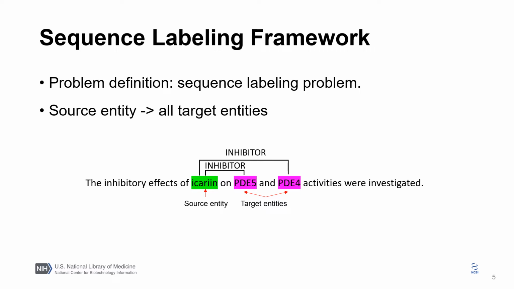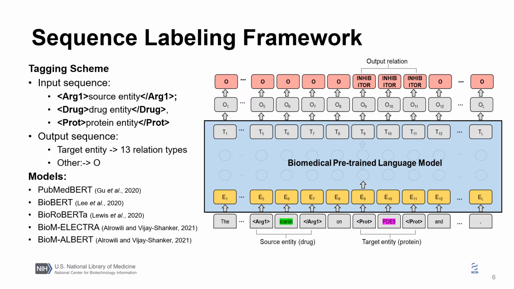We also propose a novel sequence labeling framework, which is different from the text classification. The task is converted to a sequence labeling problem. Given a candidate source entity in a sentence, the goal of the model is to recognize all the corresponding target entities that are involved in the relations. We designed a simple tagging scheme for this task.